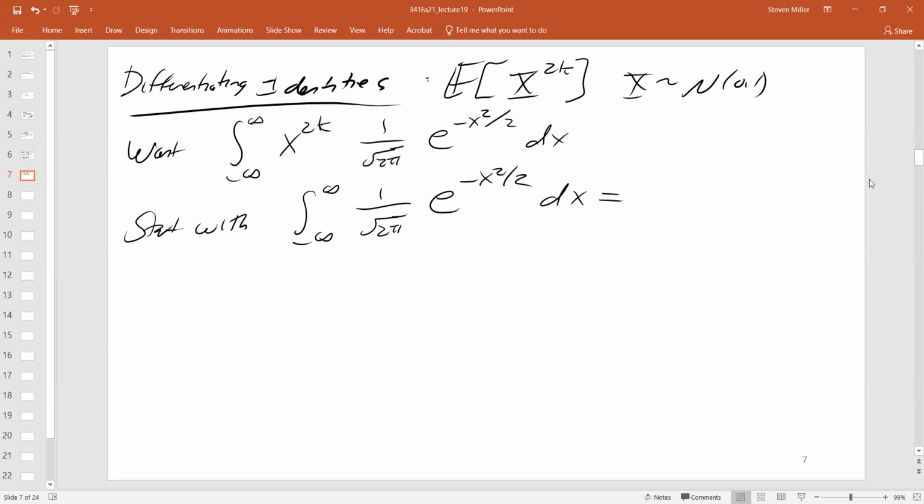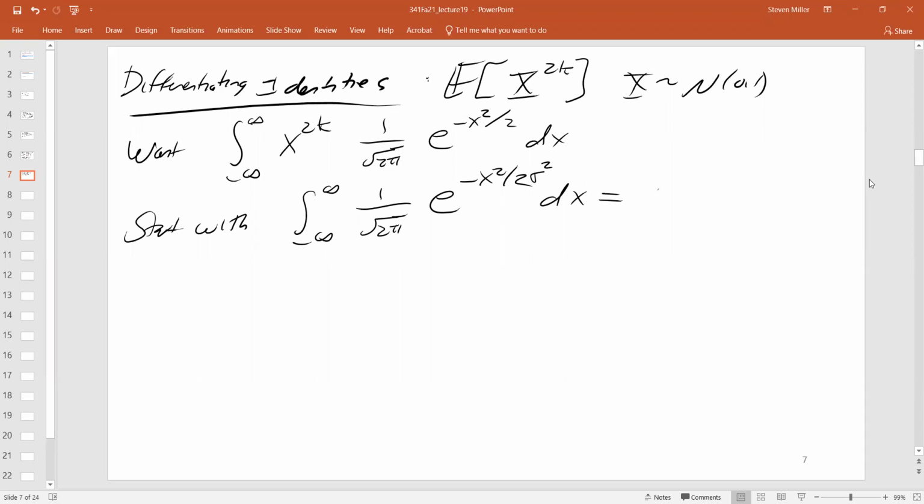Sorry. It does equal 1 because I didn't write it properly. E to the negative x squared over 2 sigma squared. What should it equal? Not sigma squared. Sigma, because the sigma squared is underneath the square root, right?